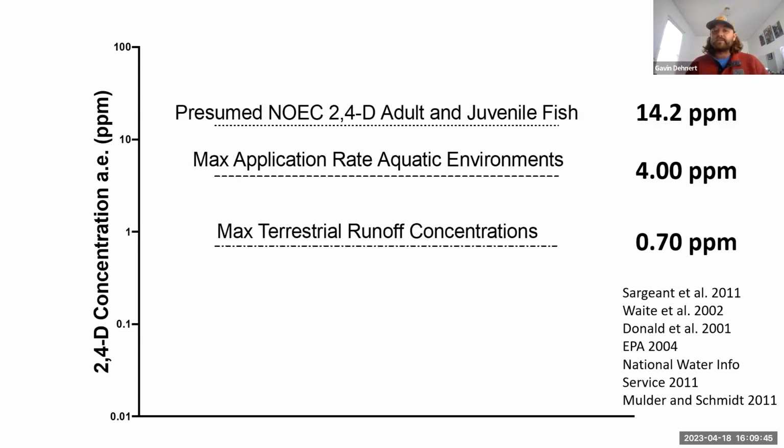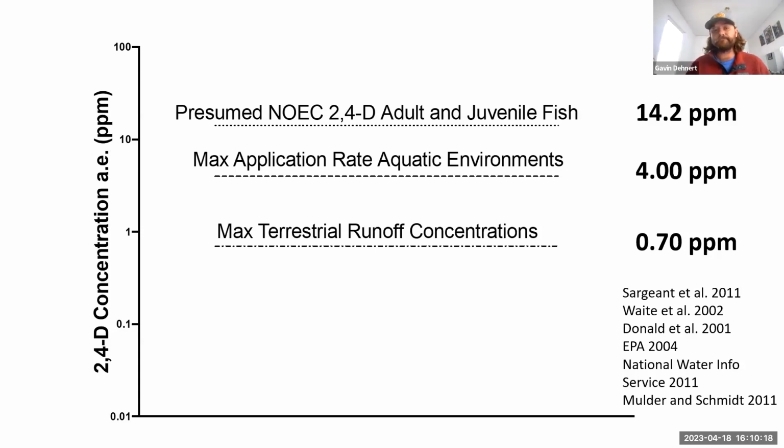Additionally, because 2,4-D is also used in agricultural scenarios, it can enter our aquatic ecosystems through terrestrial runoff, and some of those concentrations can get as high as 0.7 parts per million. So the ecologically relevant concentrations we like to think about are anything below 4 parts per million when directly applying it to a lake, and up to about 0.7 when including terrestrial runoff.